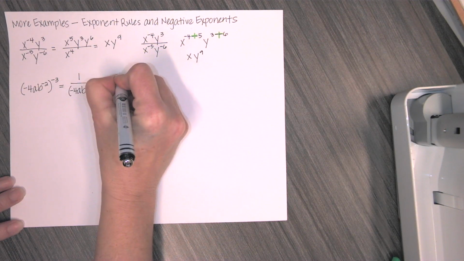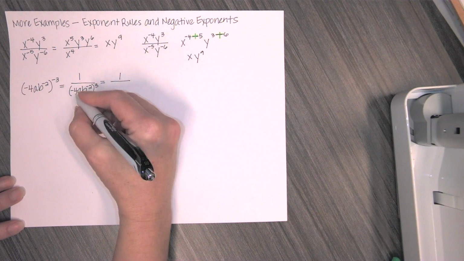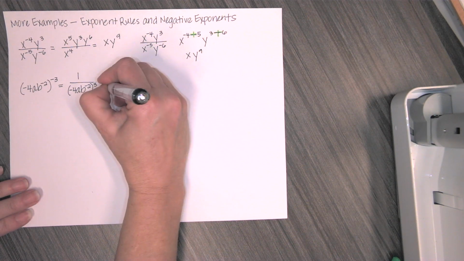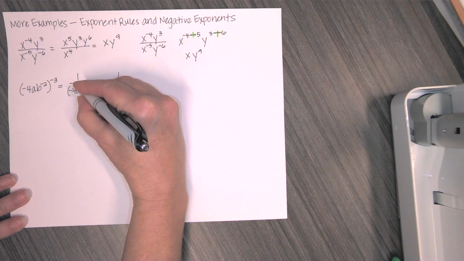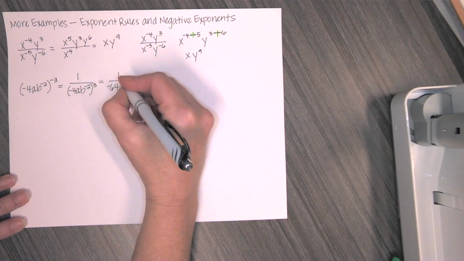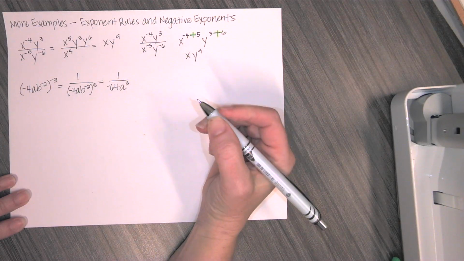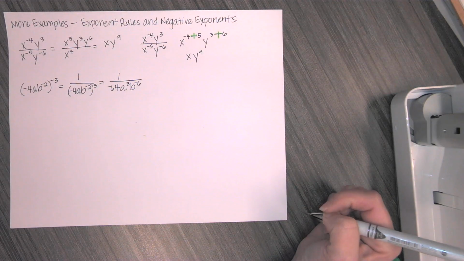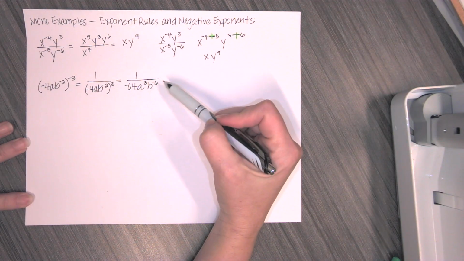All right, now I'm going to take everything in those parentheses and raise it to the 3rd power. Negative 4 to the 3rd power is negative 4 times negative 4 times negative 4, which is negative 64. This a has an understood 1 on it, so we'll use our power to a power rule and multiply. 1 times 3 is 3. Power to a power here as well, multiply, and we'll get b to the negative 6. Now we're almost done, except now we've got another negative exponent we need to take care of.